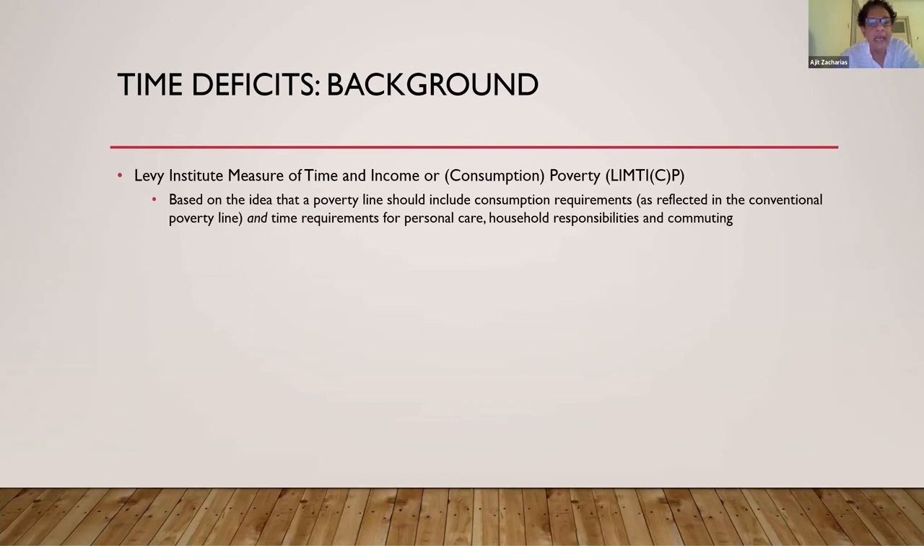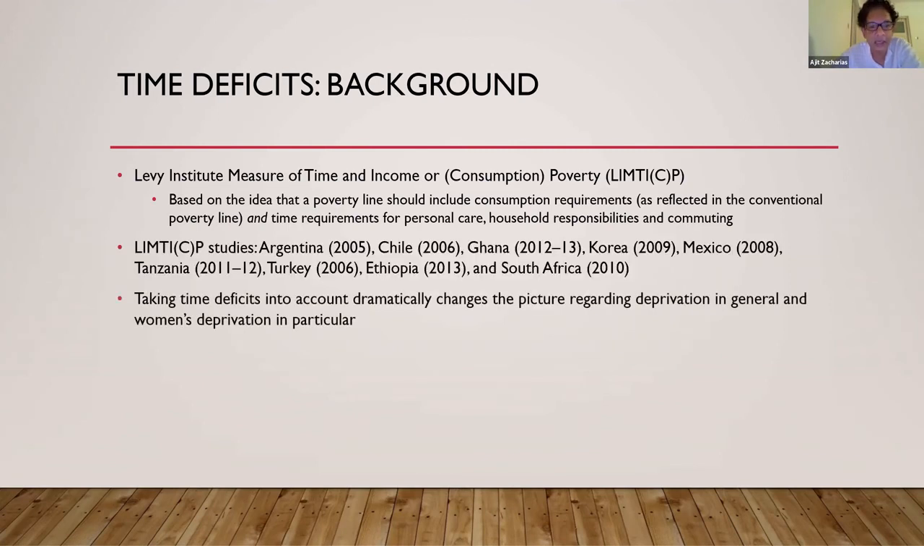So it's simply based on the idea that a poverty line should include, as it does conventionally, certain minimum consumption requirements, but also time requirements that all of us have, all individuals have, in terms of personal care, in terms of household responsibilities, and commuting. Over the last few years, we have carried out studies in a number of countries, and the years for which they were done are shown in the parenthesis there. What we have found is that taking time deficits into account changes the picture regarding deprivation in general, and especially for women.